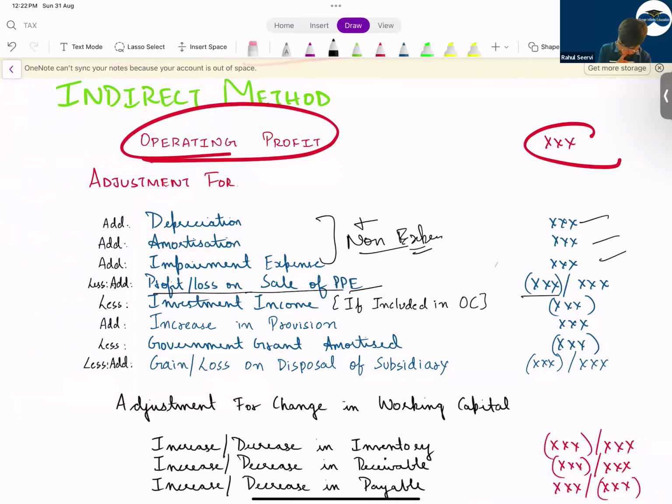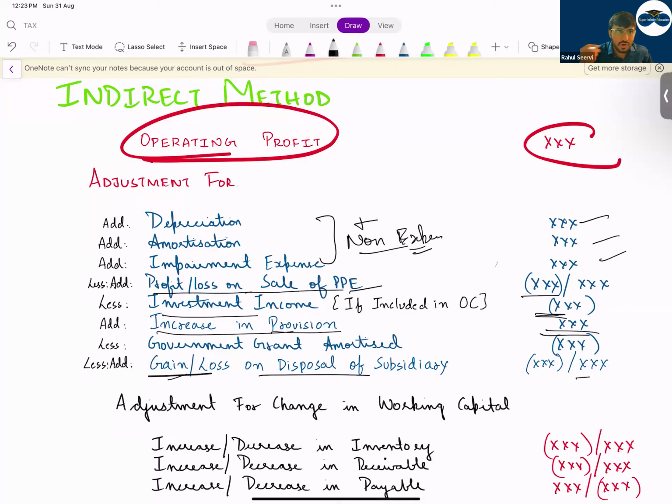And same way for disposal of a subsidiary. When you dispose of a subsidiary, gain or loss you'll have, no? That gain you'll reduce, loss you will add it back. Then any investment income, you will reduce any investment income if it is included in operating category. Sometimes what will happen, no? Some income would be included in investment income, would be included in operating income, then you have to remove. If it is mentioned in the equation, consider. If not, no.